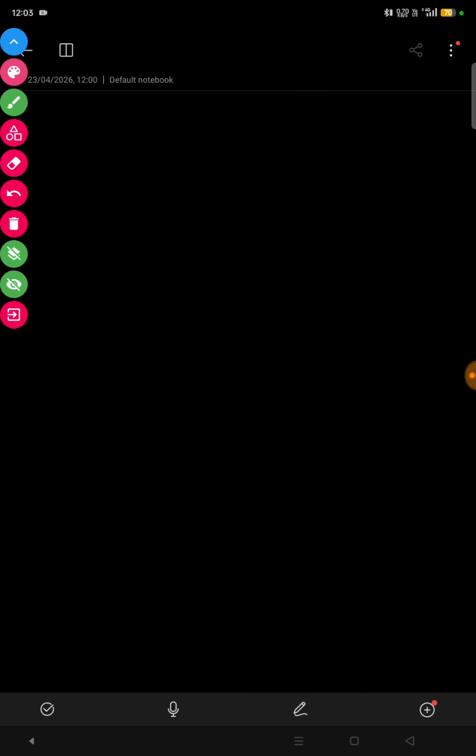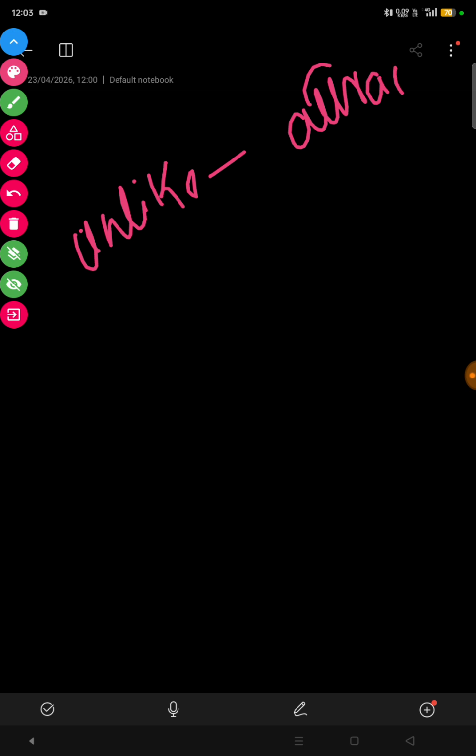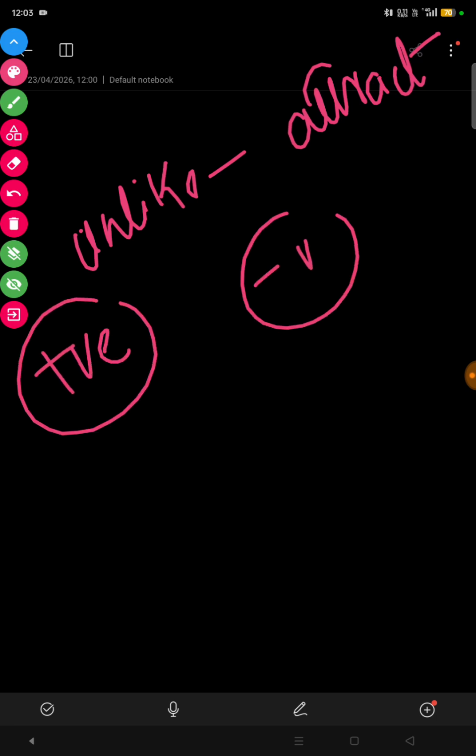What are opposite charges or unlike charges? Opposite charges, or unlike charges, attract each other. For example, when a positive charge is brought near a negative charge, they attract each other.